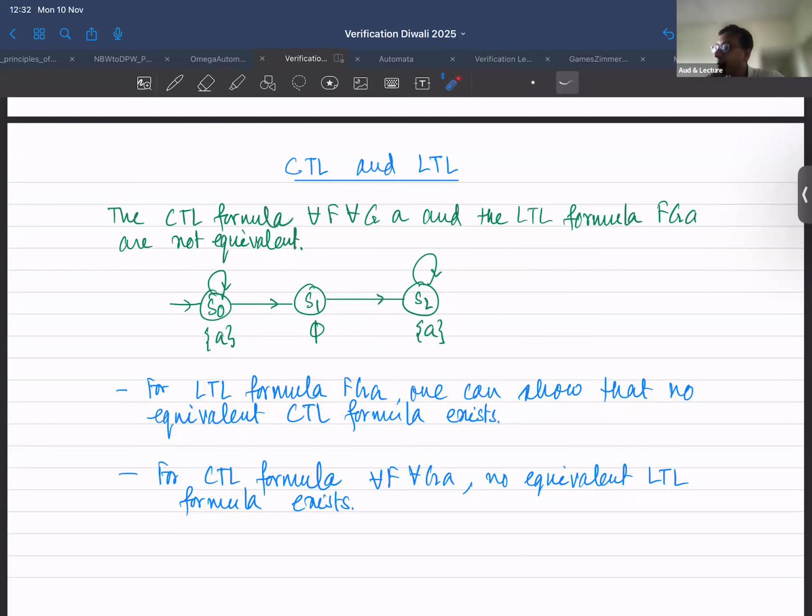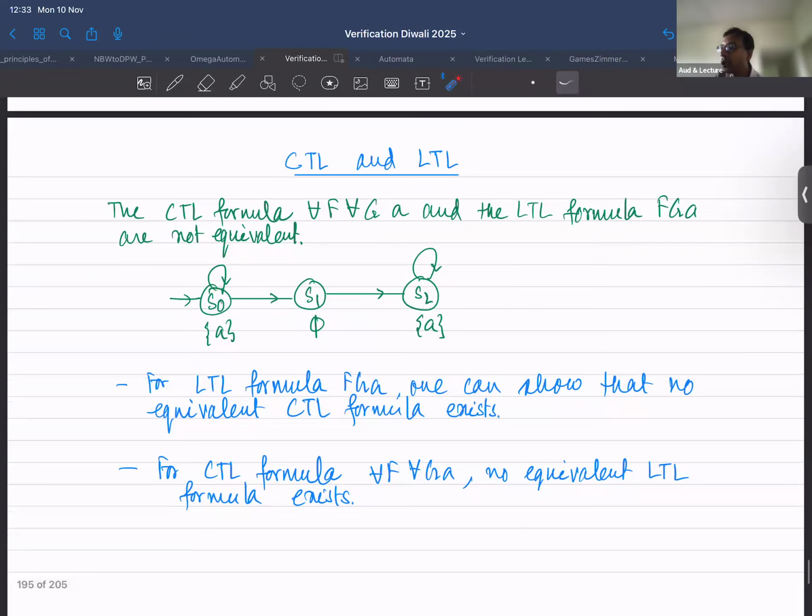So what are the paths? The paths are like either you stay here or at some point of time you just go here. In both cases, it satisfies eventually globally A, right? If you come here and then come here, after some finite amount of time, you are coming here, and then you satisfy globally A. Or you are always staying here, in which case also you are satisfying eventually globally A.